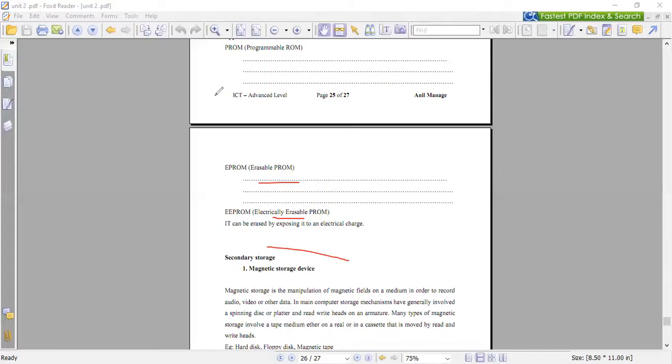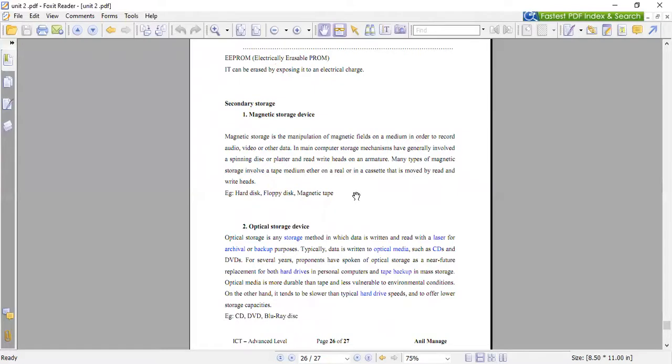Then we'll move to a secondary storage type. Magnetic storage devices are there. So in magnetic storage, it's the manipulation of magnetic field. We are using magnetic fields on a medium in order to record audio, video, or other data. It means computer storage mechanisms have generally involved a spinning disk or plate and read-write heads. Read-write heads are there on an armature, that's kind of an arm. Many types of magnetic storage involve a tape medium either on a reel or in a cassette that is moved by read and write heads. Hard disk, floppy disk, magnetic tapes, those are the magnetic storage devices.